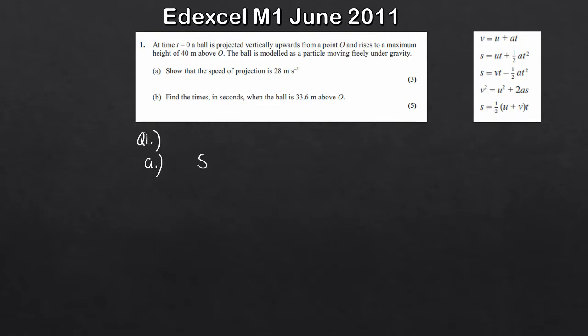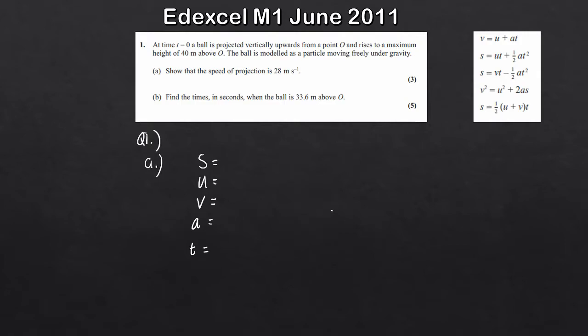For any question like this, this is how I like to lay out the question. What I do is I write down my S, my U, my V, A, and my T. Remember what each one of these stands for. S is the displacement, U is the initial velocity, V is the final velocity, A is the acceleration, and T is time. And we write each one of these down from what we can get out of the question.